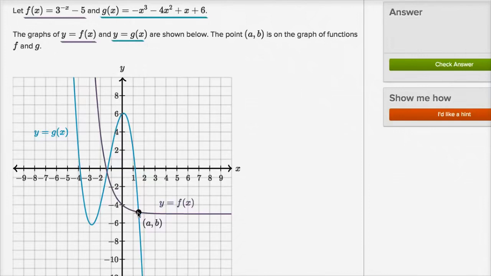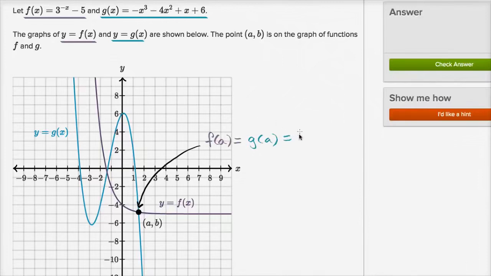And we see that they intersect at the point a comma b. So there's a couple of ways to think about this. We could say that when x is equal to a, f of x and g of x equal each other. Or we could say f of a, and this is coming from this point of intersection. Let me draw a big arrow here. That point of intersection lets us know that f of a is equal to g of a, which is equal to b.